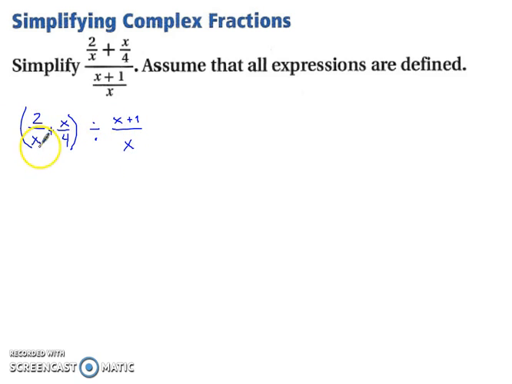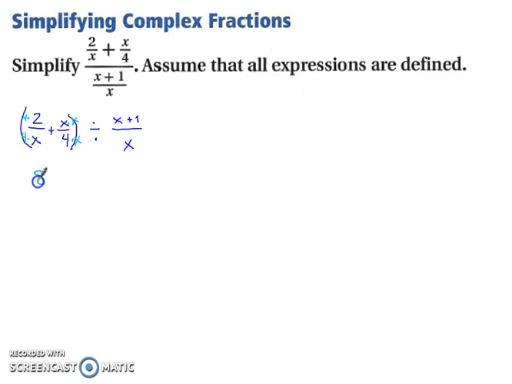So let's start with parentheses, following our order of operations. And to add these together, you need common denominators. In this first one, you're missing a 4, and the second one, you're missing an x. So we're going to multiply by 4 and by 4, and then by x and by x.